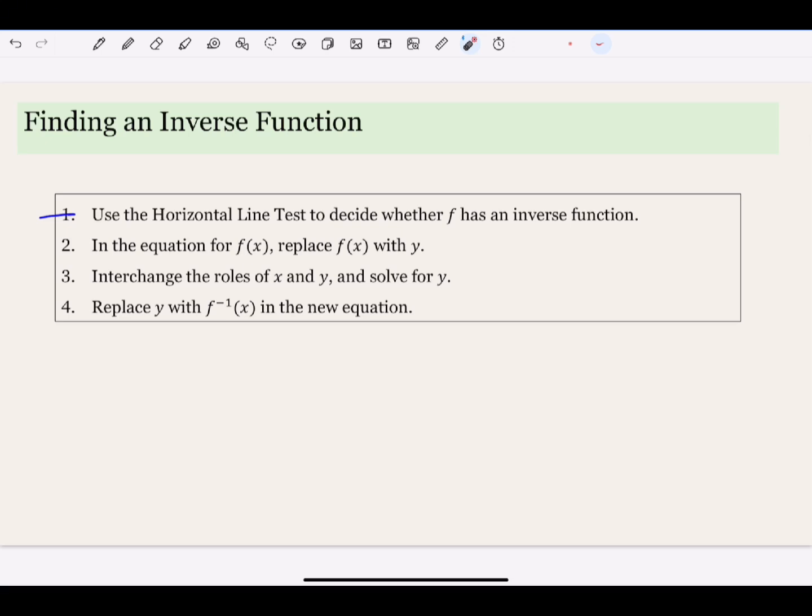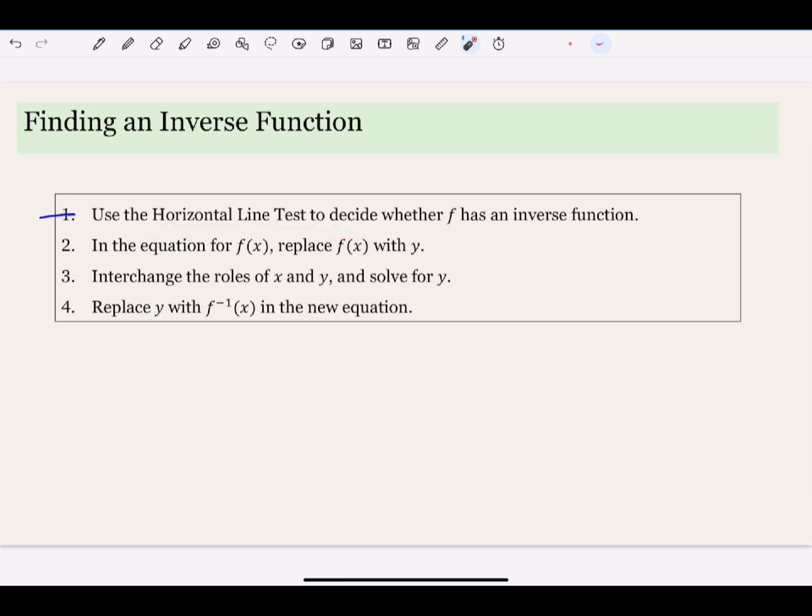So in this video, we are going to learn how to find the inverse of a function, both visually and algebraically. Before we even try to find the inverse, we should ask the question: does the function have an inverse? To check that, we can use the horizontal line test.